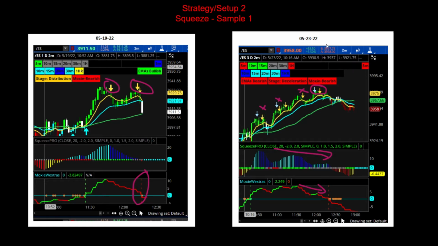On 523, you can see here that we have these yellow arrows coming up, but I have these X's above it because I didn't take this trade. Why didn't I take the trade? Because you could see as we're getting these alerts, exhaustion, but the Moxie is going higher. It's not going down. So that's why I put X here, X here, X here on these ones, because yes, the squeeze is going down, but the Moxie is going higher. So that's telling me, you know what, this move up is actually stronger than what these arrows are telling me.